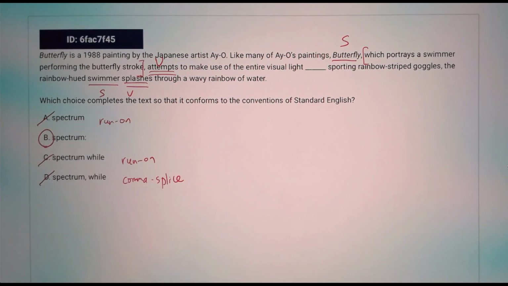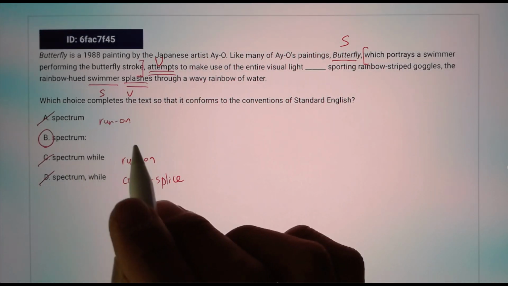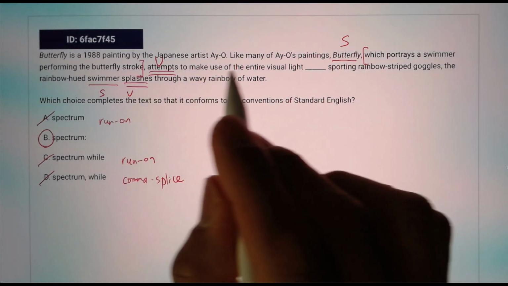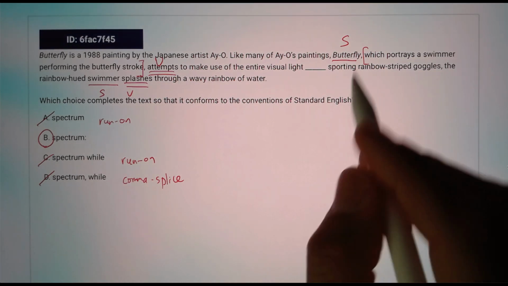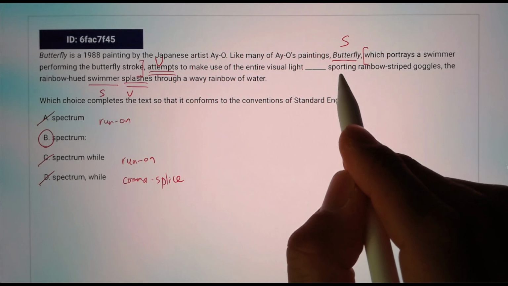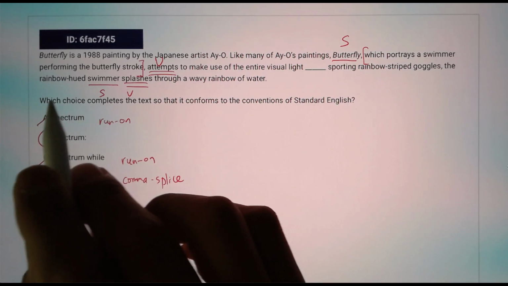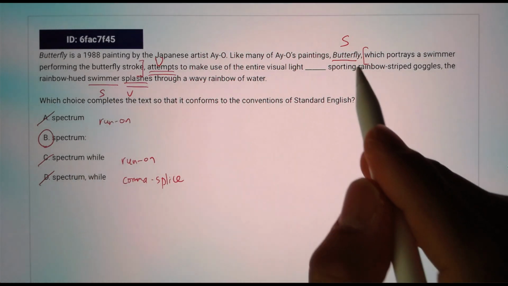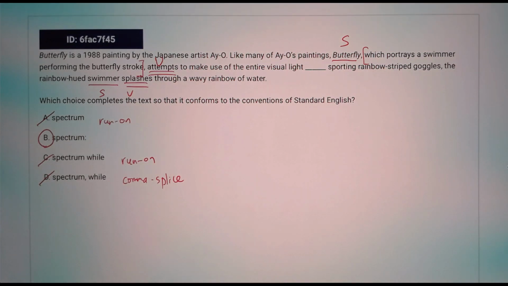Now, choice B is a good answer because we make a further explanation or amplify the information before. We just said the butterfly attempts to make use of the entire visual light spectrum. So it uses imagery, and then that's further explained or clarified in the next one. Sporting rainbow striped goggles, the rainbow hued swimmer splashes. So this is an elaboration from the previous claim. Therefore, the colon is the correct use here.